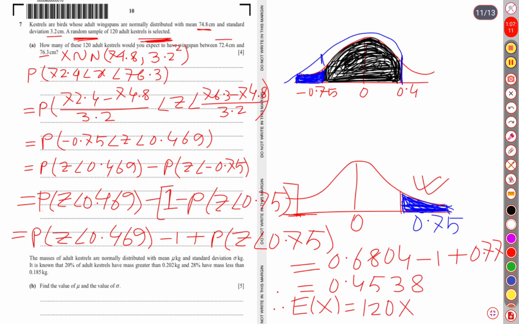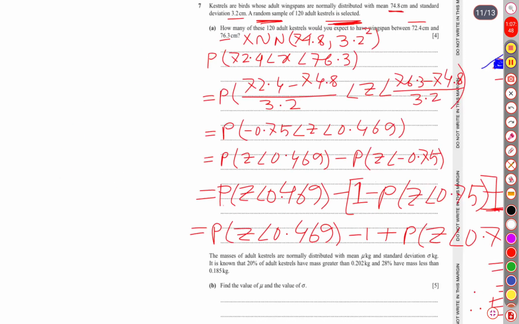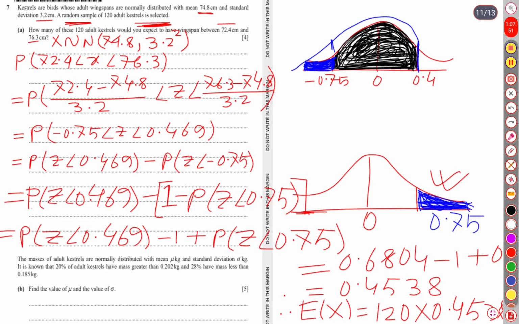The probability is 0.4538. So finally our expected value is going to be what? If we multiply, the product is going to be 54.5. So we can write here 55 birds. 54.5 means it's more than 54 birds, so it's better we write 55 birds. That is the answer to the question of expected value. Okay, after that we will solve the next one.